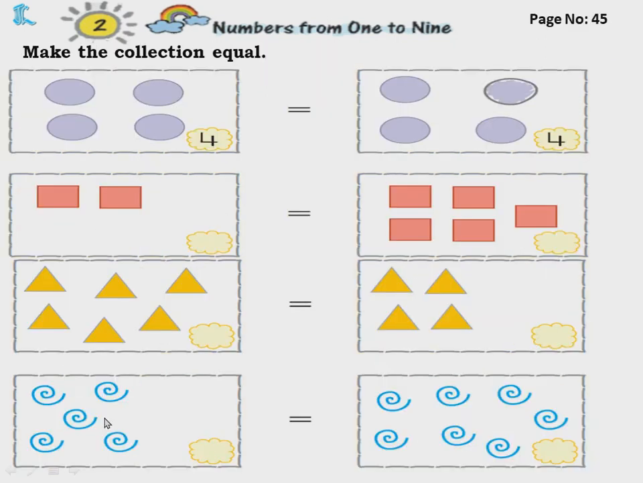Next, page number 45. Make the collection equal. Here what do we have to do, ma? Here how many are there? 1, 2, 3, 4 are there. So here also we have to put 4 objects. If 2 objects are here, on the right hand side also we'll put 2 objects. Like that we have to make it equal. So they have circled one more and colored it. Yes or no? Like this.